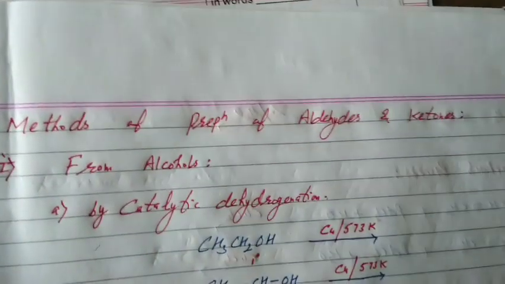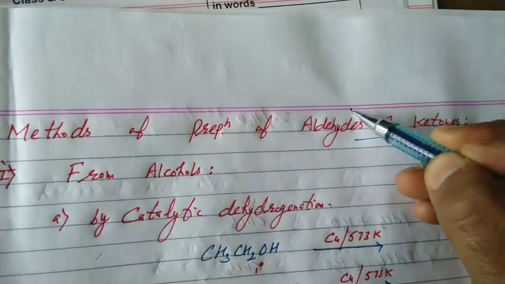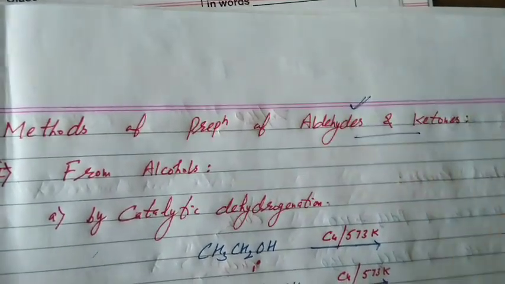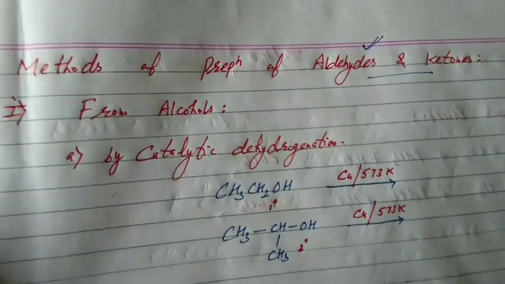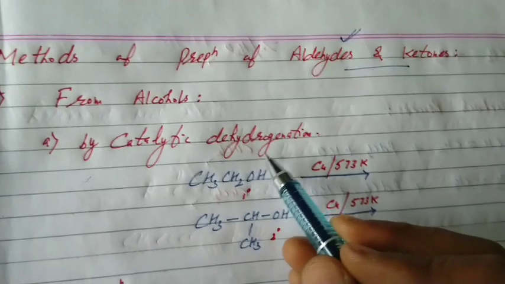After this, students, next is methods of preparation of both aldehydes and ketones, the methods of preparation of carbonyl compounds. At first we did the specific methods in which only aldehydes were prepared. Now we will do the preparation of both aldehydes and ketones. Number one, from alcohols. We have already discussed in alcohols, by catalytic dehydrogenation.